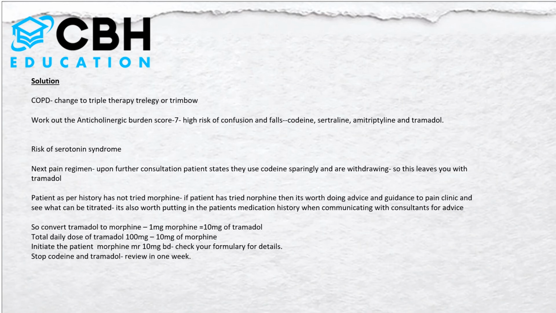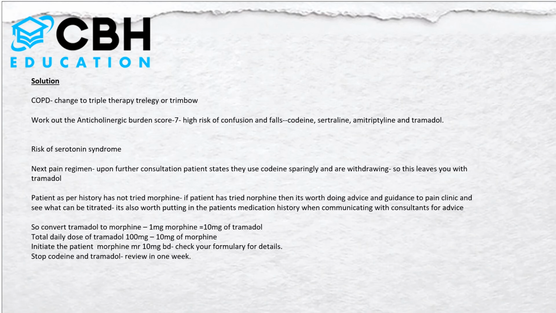The risk of serotonin syndrome was explained to them as well. Now, next was the pain regime. The codeine they were using sparingly was stopped straight away, but this leaves you with the tramadol. So they were using tramadol modified release. Basically, 1 milligram of morphine is equivalent to 10 milligrams of tramadol. They were using 200 milligrams of tramadol a day, which is equivalent to 20 milligrams of morphine. So they were prescribed Zomorph modified release, 10 milligram BD. A treatment plan was put in place for them as well.